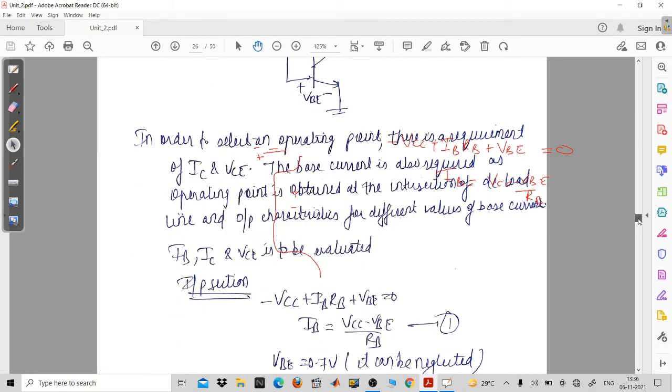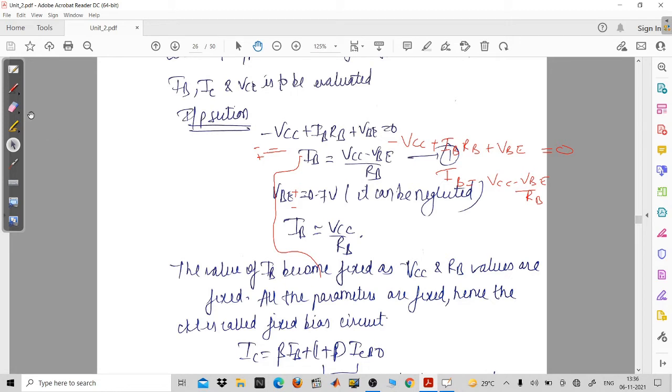But our main aim is to find the IC. How are you going to find the IC? From this equation, we have obtained IB equals VCC minus VBE upon RB, but this VBE value is very small as compared to the VCC, because VCC will be 10 volt, 9 volt. So as compared to 9 volt, the 0.7 volt is negligible. So we can write IB is nearly equal to VCC upon RB.